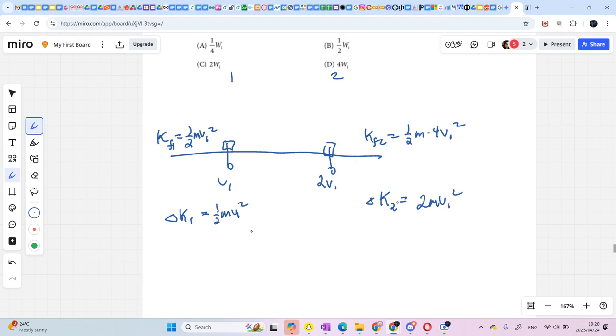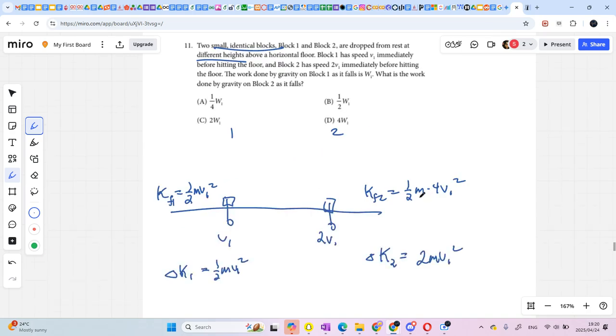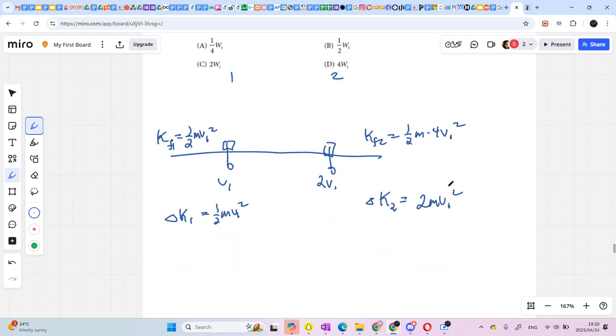Because the change in kinetic energy is equal to the work done on the block, and we start from 0, drop from rest, that means K naught for both of the blocks is 0. The work energy theorem tells us that the change in kinetic energy is equal to the work done on an object. So work done on the first block is equal to 1/2 mv1 squared. Work done on the second block is equal to 2 mv1 squared.